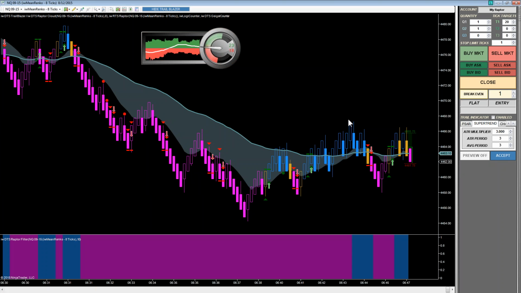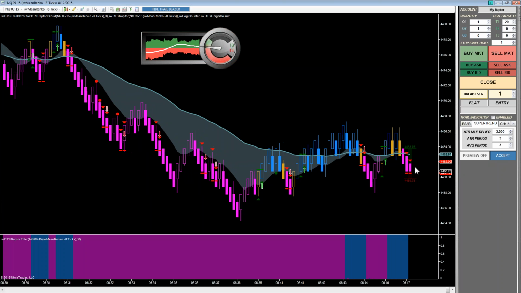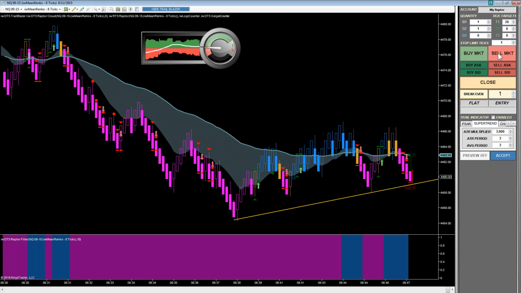I'm just watching this unfold here. We're perhaps going to generate a sell signal. There we go again with the Raptor. And I'm going to shoot a trend line across the bottom here. If we breach that trend line, I'm going to hit the sell button.